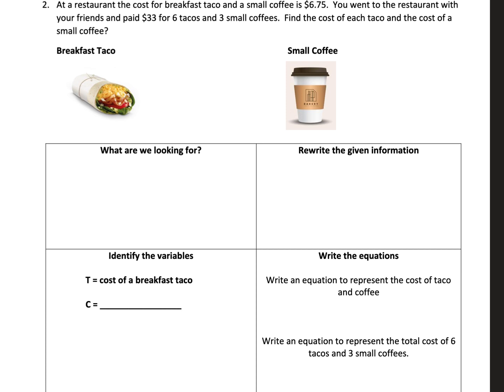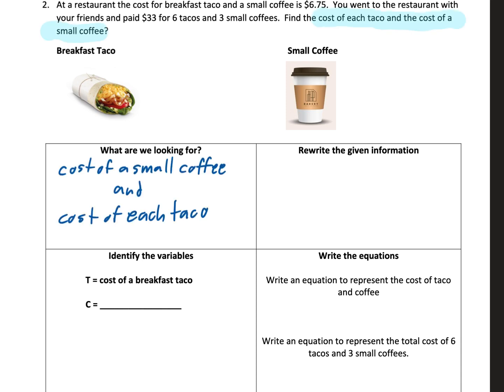Let's look at one more example. At a restaurant, the cost for a breakfast taco and a small coffee is $6.75. You went to the restaurant with your friends and paid $33 for 6 tacos and 3 small coffees. Find the cost of each taco and the cost of each small coffee. Well, what is the final answer we are looking for? We are looking for the cost of each taco as well as the cost of a small coffee.